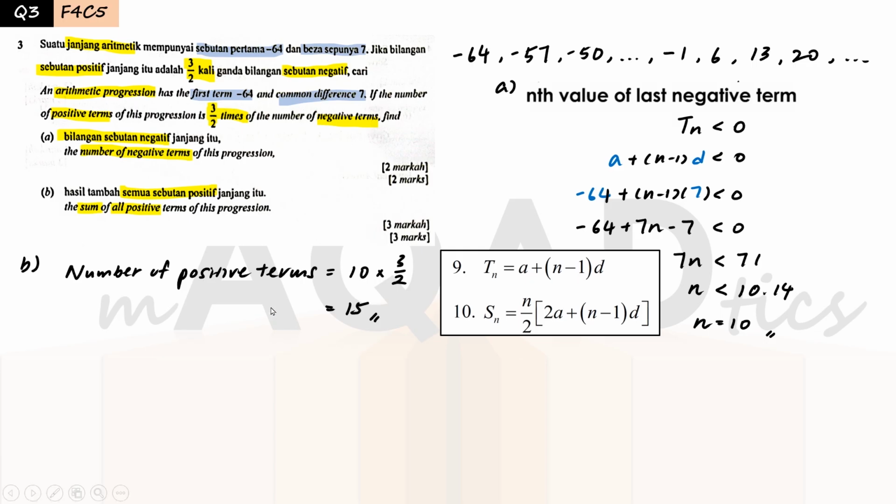But the issue is these positive terms are not at the front of the sequence. I would say they are actually at the middle and the end of the sequence, right? So here we have 15 values that we need to add up. So how do we add up the middle values?